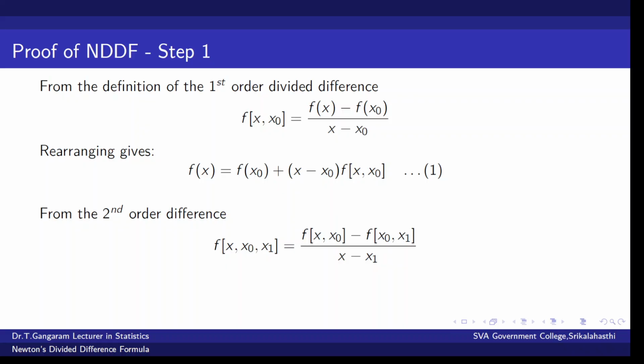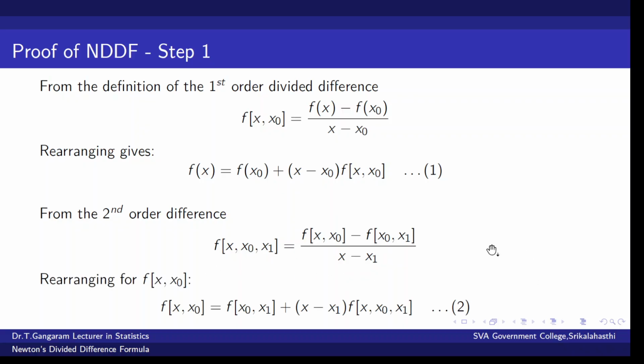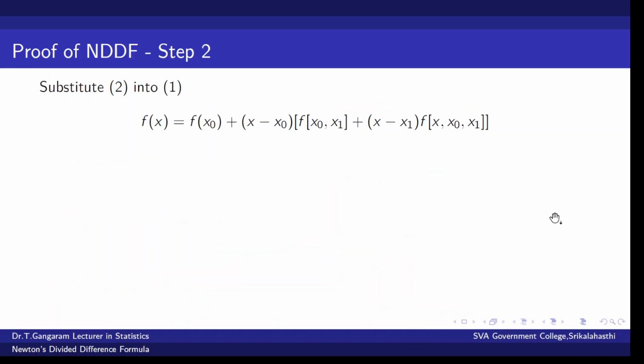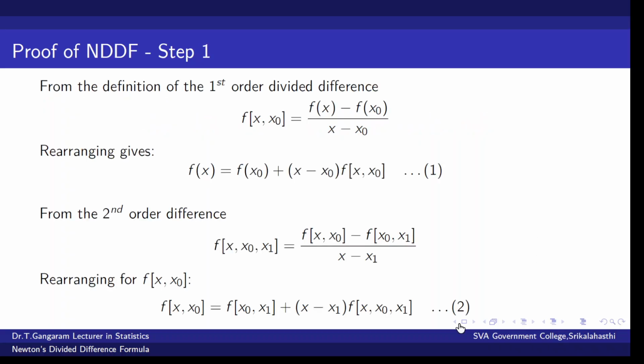From the second order difference, f of x comma x0 comma x1 is given by f of x comma x0 minus f of x0 comma x1 divided by x minus x1. Rearranging, f of x comma x0 is equal to f of x0 comma x1 plus x minus x1 into f of x comma x0 comma x1. Let it be equation 2. Substitute this second equation in the first equation.